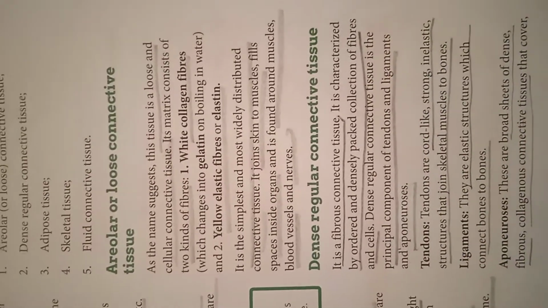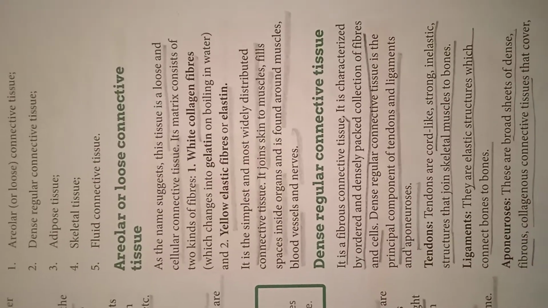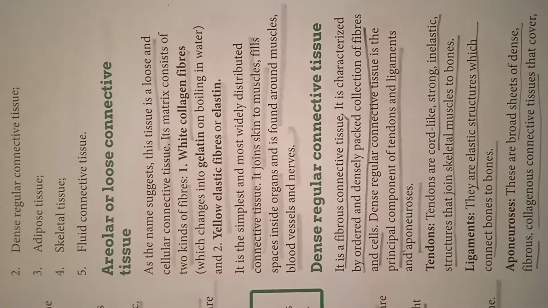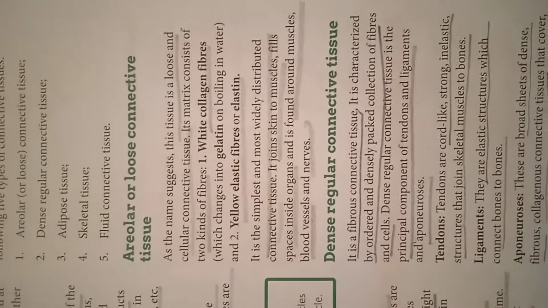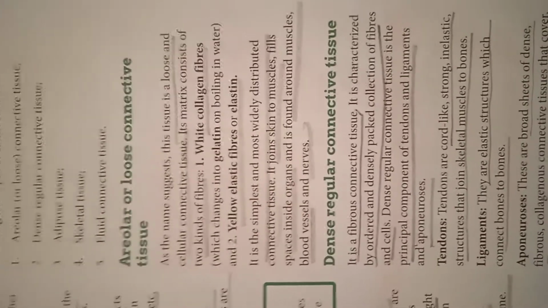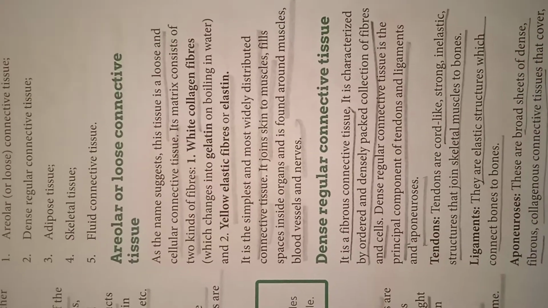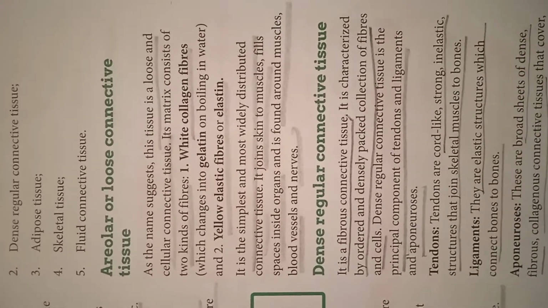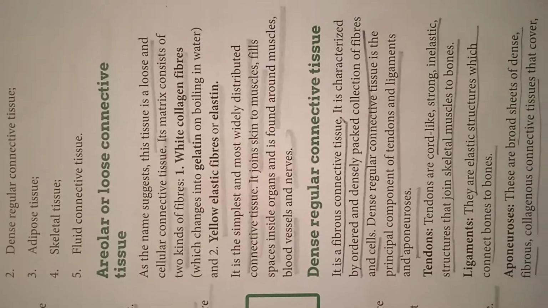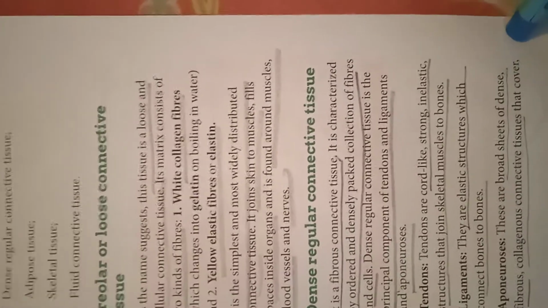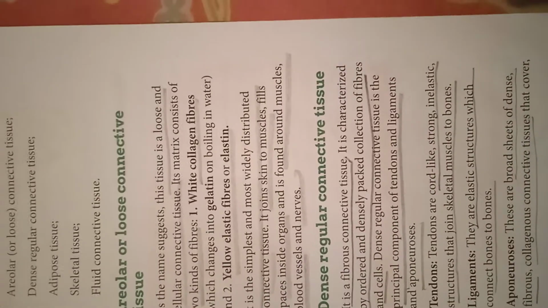So tendons are cord like and very strong but not elastic, meaning they do not have stretchability or elasticity properties. And ligaments are very elastic structures and they connect the bones to the bones. And aponeurosis are the broad sheets of very dense connective tissues.